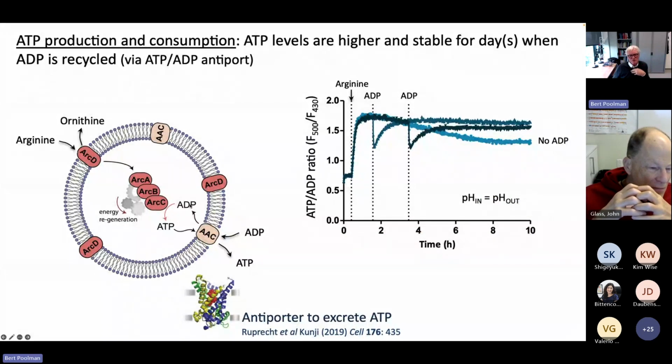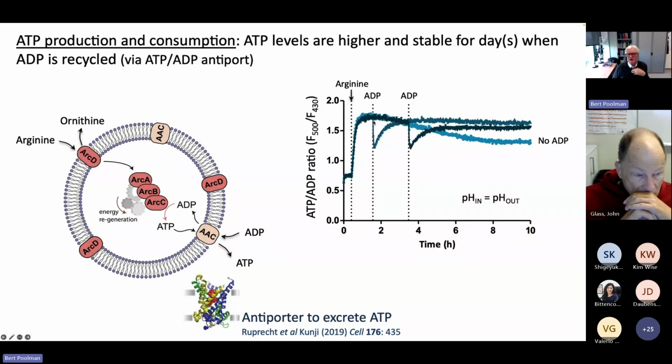And how do we consume the ATP? In this case, we've used the mitochondrial ATP-ADP carrier, which transports ATP out and ADP back in. So this is the second antiporter system. Well, what you can see in the data here without ADP, so when this system is not functional, we again see the drop in ATP over time.